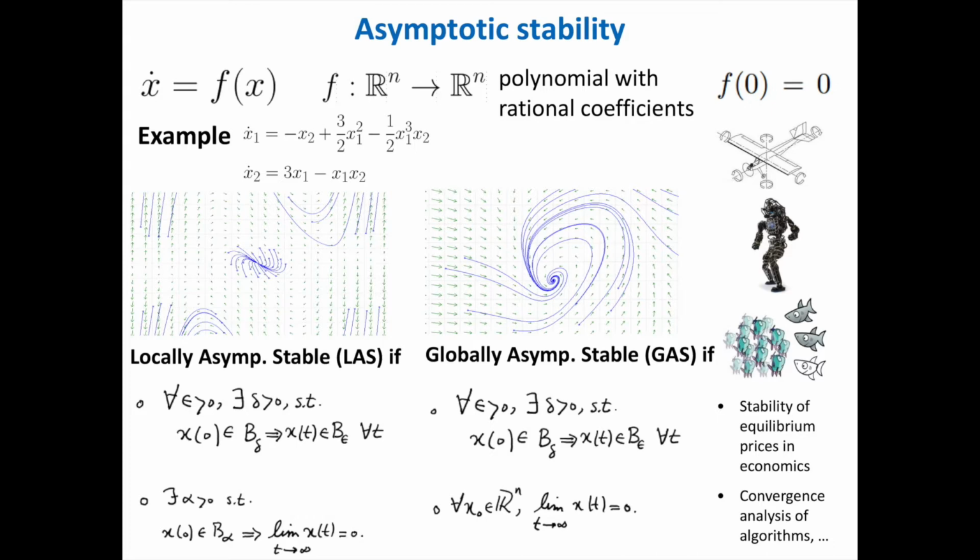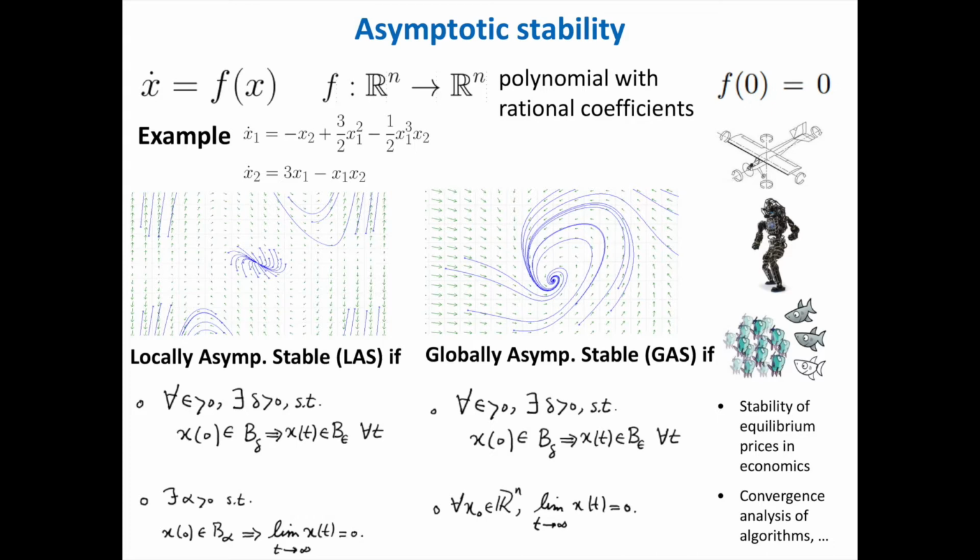So in the first part, I'm looking at a very concrete decision question. I have as input a polynomial vector field in n variables. Each entry of f is a multivariate polynomial. This is an example. And what I've given as input is the coefficients of these polynomials, which are rational numbers. And this vector field has an equilibrium point. I'm always going to take it to be at the origin, so f of 0 is 0. And I would like to decide one of these two properties, either local asymptotic stability or global asymptotic stability.